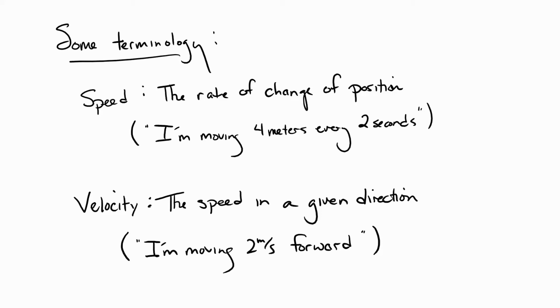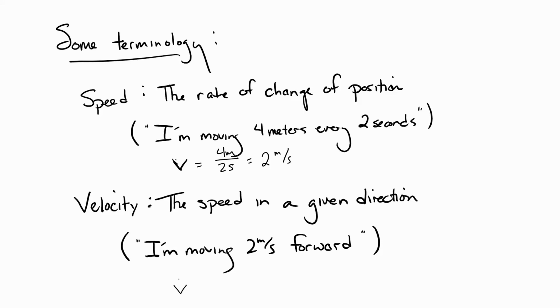So speed is the rate of change of position. So I'm moving 4 meters every 2 seconds. If we wanted to write that out as an equation, I could say that my speed, which I still write as v because I want to confuse people, is 4 meters per 2 seconds, or 2 meters per second. Now, velocity is the speed in a given direction. So I'm moving 2 meters per second forward.